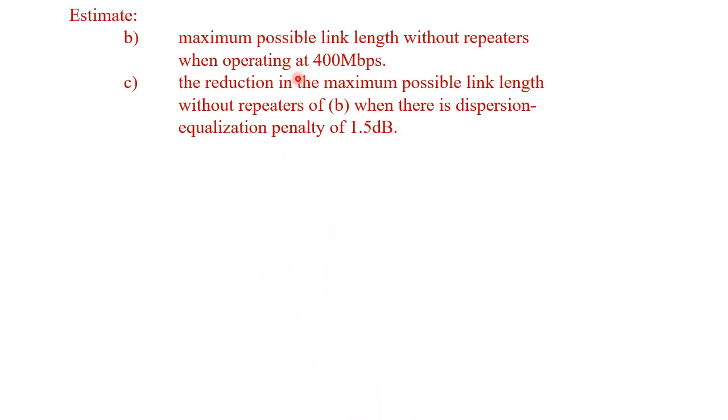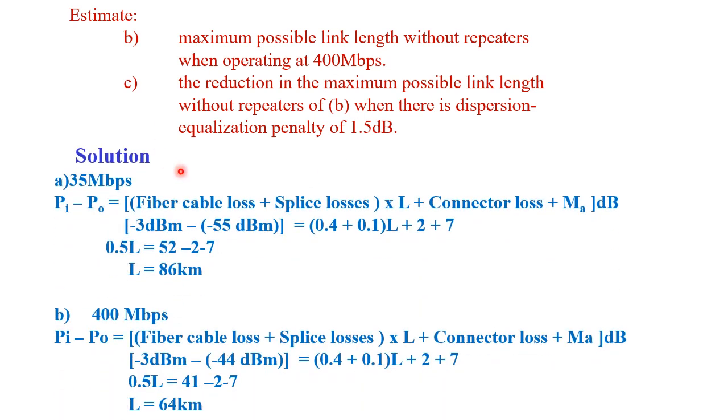This is question number 2: the maximum possible link length without repeaters when operating at 400 megabits per second. The third question is the reduction in the maximum possible link length without repeater when there is a dispersion equalization penalty of 1.5 dB. So there are three questions from this example.